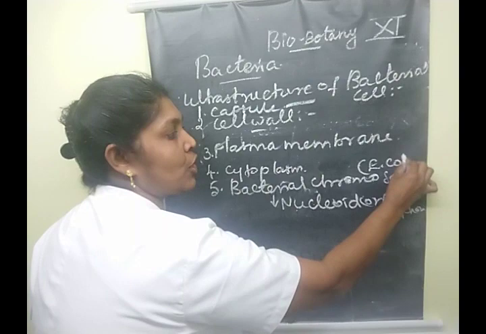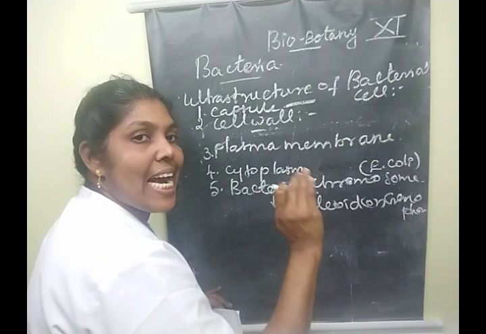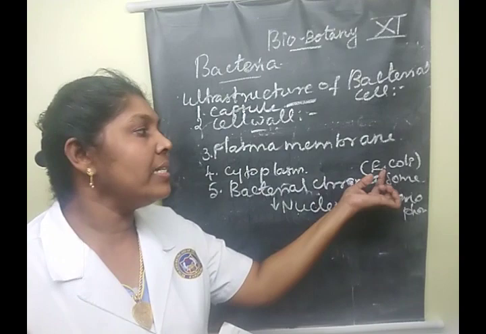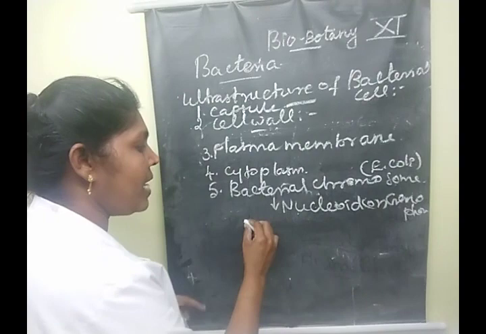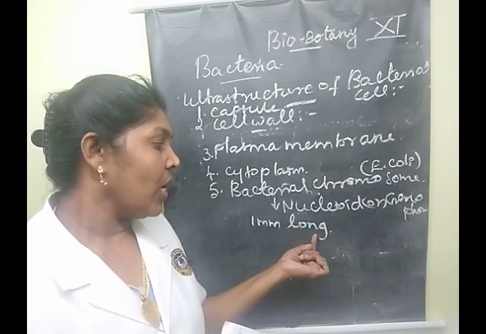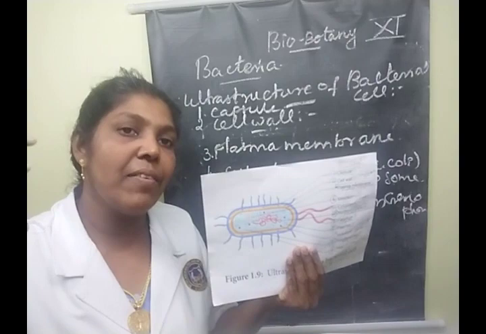That's an expansion of this. Short form is E. coli, Escherichia coli. That's a bacterial species name. Okay, here is one of the amazing facts, all of you listen: this Escherichia coli is 1 millimeter long when in uncoiled condition, which means all the genetic information is stored in this length.